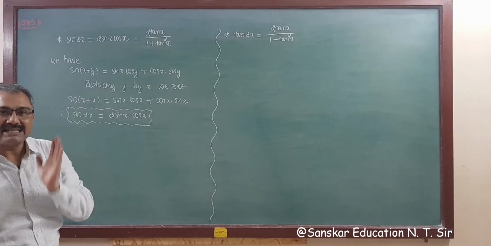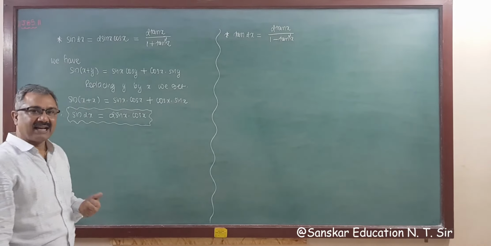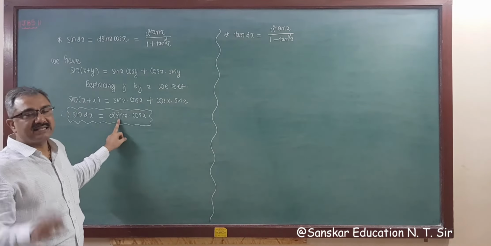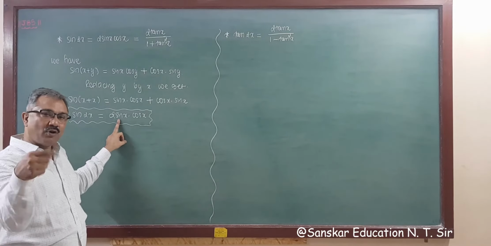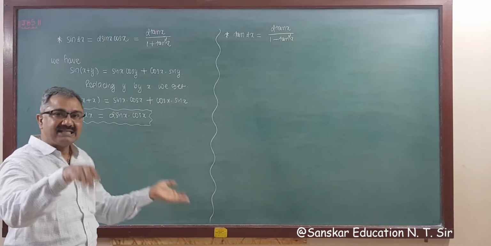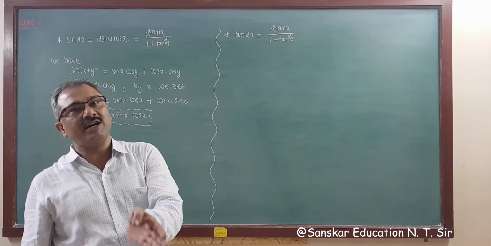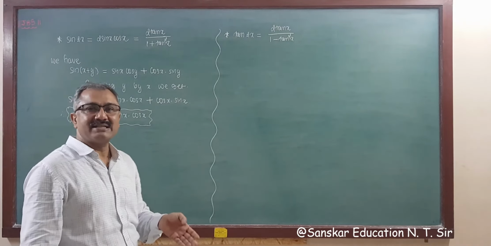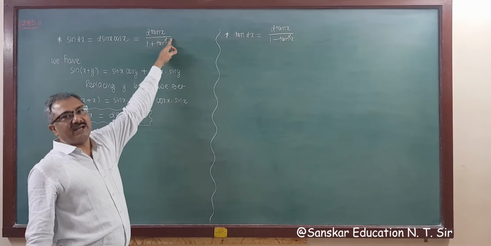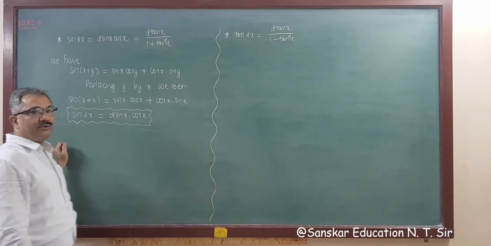So sin 2x is 2 sin x cos x. And cos 2x is cos square x minus sin square x. In terms of cos, it is 2 cos square x minus 1, as we saw previously, and in terms of sin, it is 1 minus 2 sin square x. And cos 2x in terms of tan is (1 minus t square) upon (1 plus t square), while sin 2x in terms of tan is 2t upon (1 plus t square). That you have to remember.